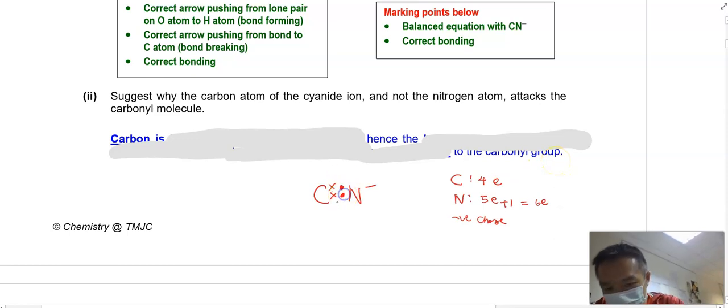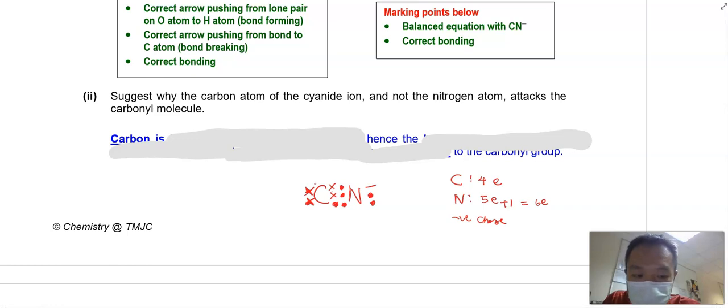In order for both to achieve octet, this is the dot and cross for CN minus, and you realize that CN minus has a lone pair on the carbon as well as a lone pair on the nitrogen. So both nitrogen and carbon are capable of acting as the nucleophile because both have a lone pair. You can see a lone pair here and a lone pair here. So the question is, why is it the carbon atom that attacks the carbonyl carbon? In order for it to function as a nucleophile, the atom must be able to use its lone pair to form a dative bond.